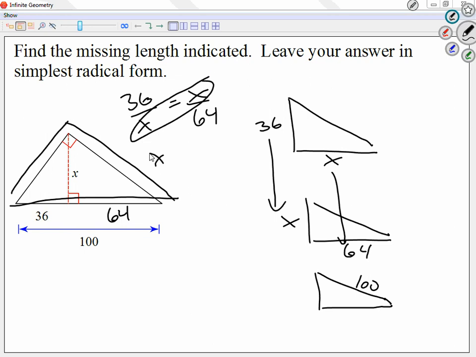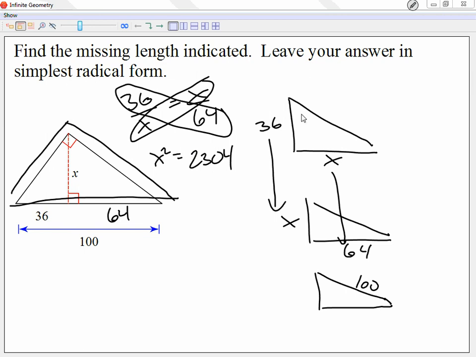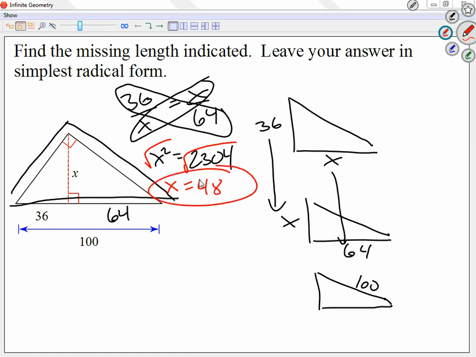X times X, that's X squared. 64 times 36. I'm going to use a calculator for that. 64 times 36, I get 2,304. I know they're big numbers, but we have calculators, so that's fine. Now, to get rid of the squared, let me do the square root on each side. I'm going to get x equals the square root of 2,304, which is 48. So x equals 48. Right now, I know it looks like mumbo jumbo. Right now, this question looks really hard.